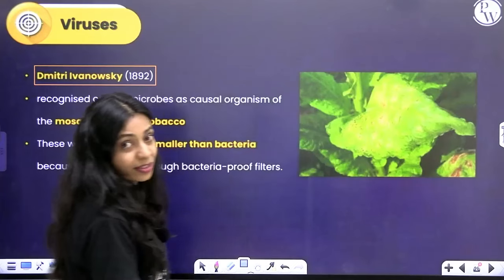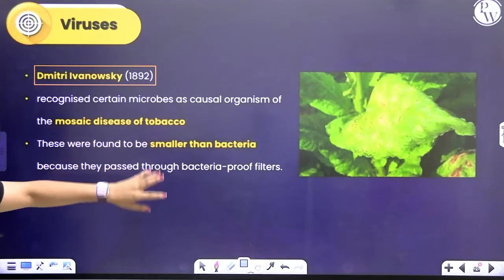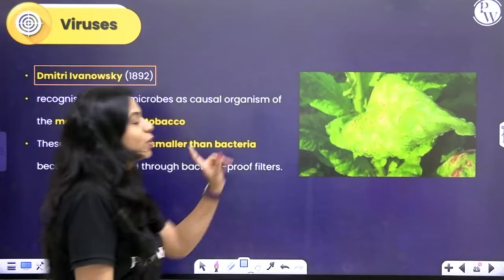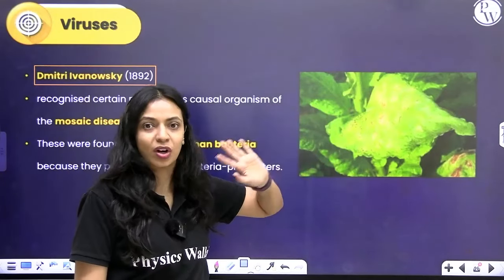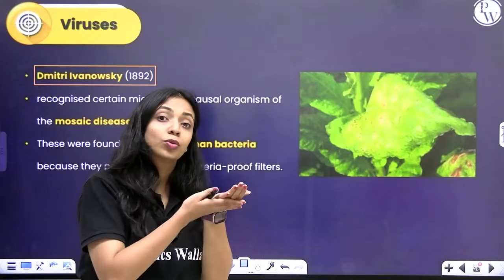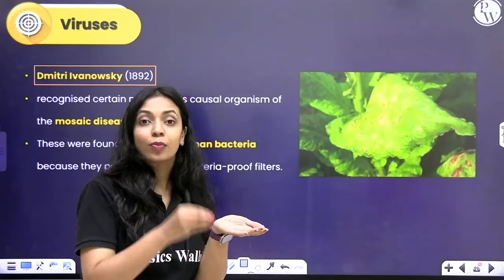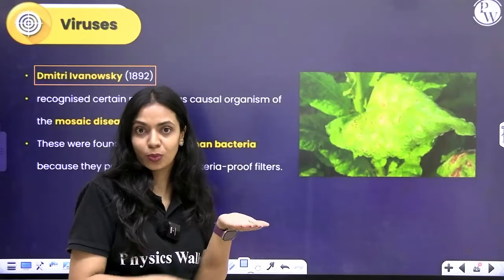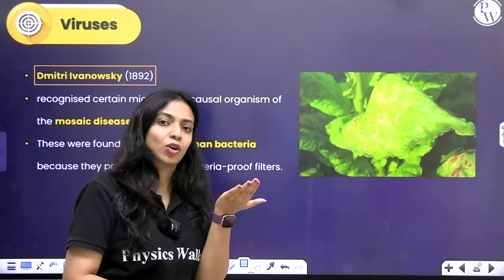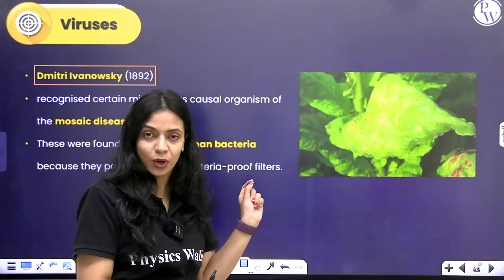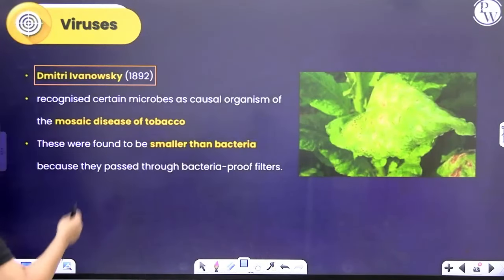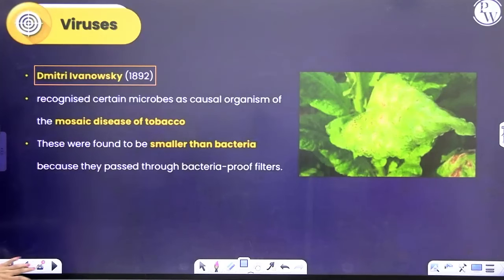When Dmitry Ivanovsky was researching tobacco mosaic disease, he found out that whichever organism was causing this disease was not a bacterium. It was smaller than a bacterium because it could pass through the filters which bacteria could not pass through. There are filters with very small pore size which bacteria cannot pass through, but these organisms are much smaller. They can pass through even those bacteria-proof filters. So that is his contribution.